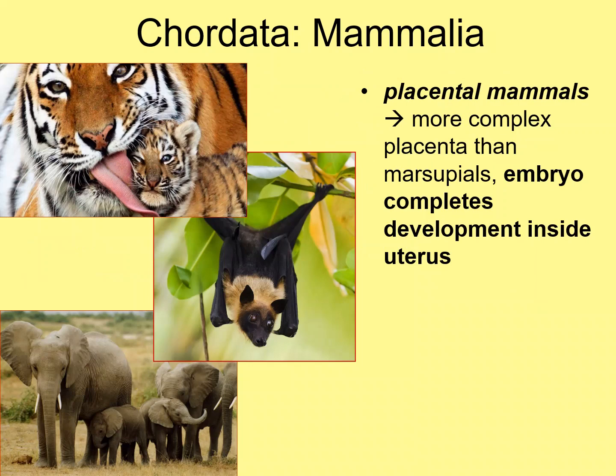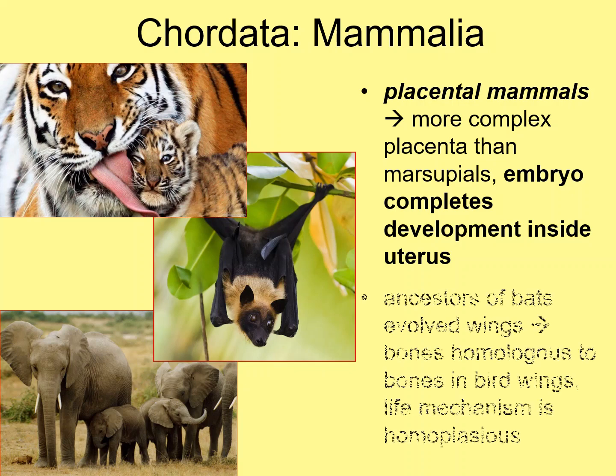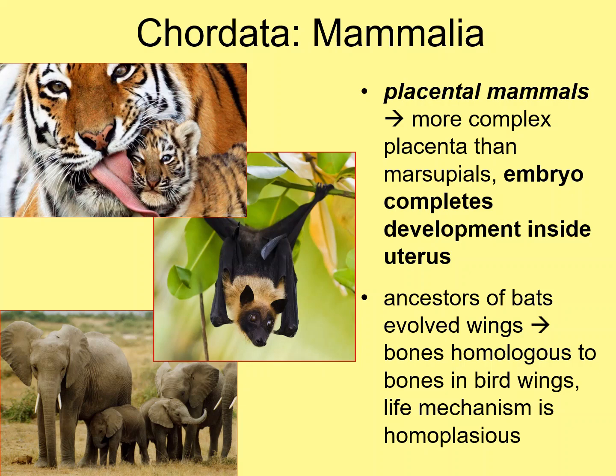Okay, so big differences, as I mentioned, is just when the embryo completes its development. So in placental mammals, it's completed inside the uterus, and then the mother gives birth to the offspring. And of course, who can resist good pictures of all of our charismatic megafauna like elephants and tigers and cool creatures like fruit bats. They're so stinking cute. They're so cute.